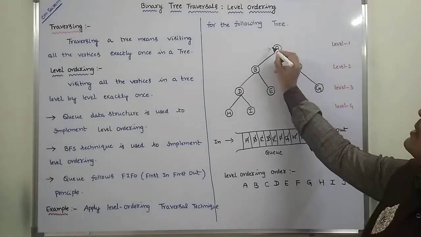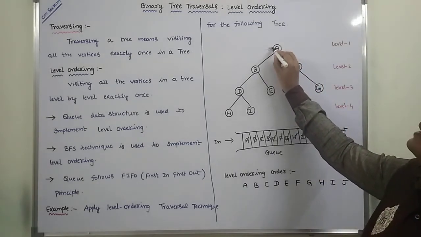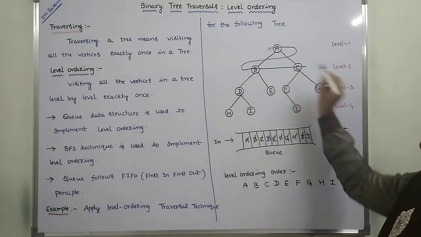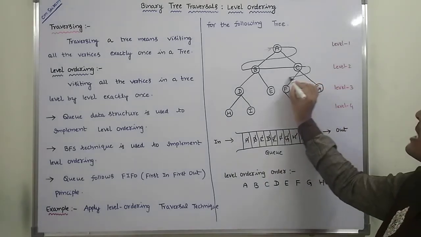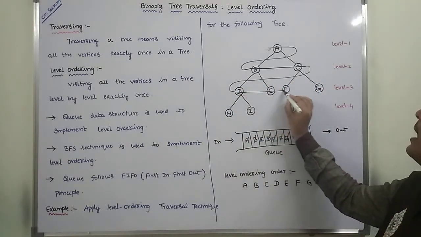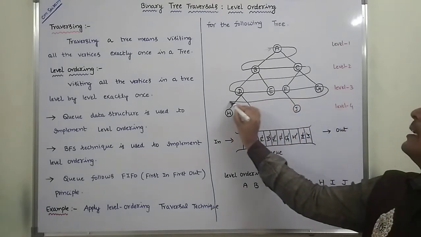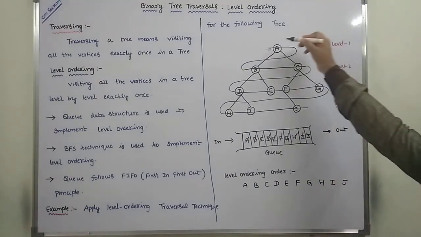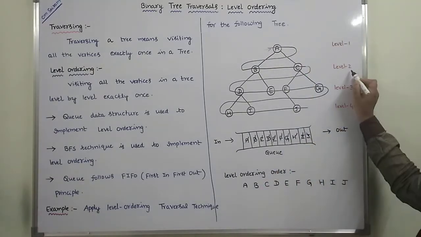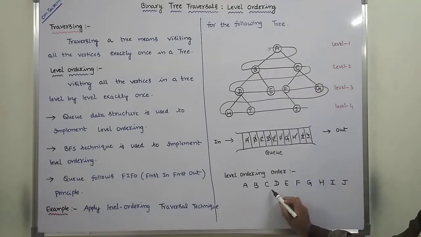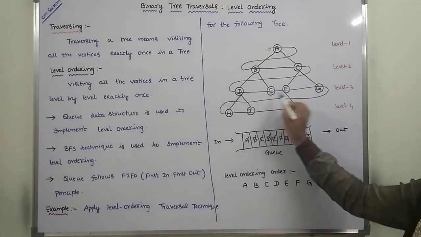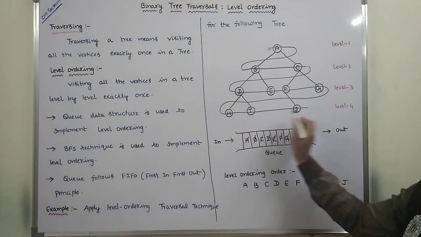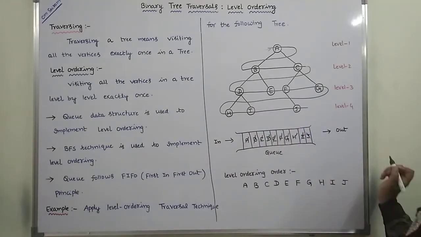Now this is vertex A. First vertex A is visited. Next B and C are visited. Next D and E and F and G are visited. Next H and I and J are visited. In level 1, node A is visited. In level 2, B and C are visited. In level 3, D, E, F, G are visited. In level 4, H, I, J are visited.